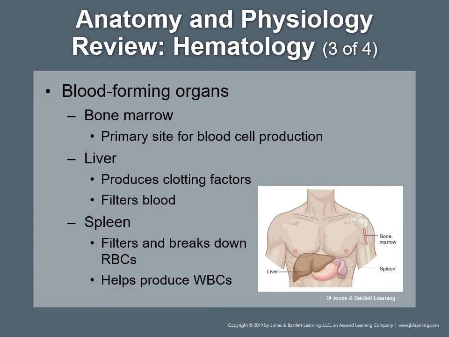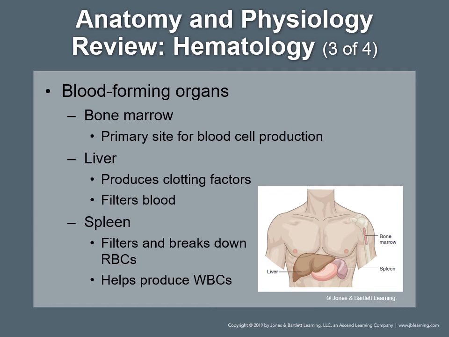Blood-forming organs and red blood cell production. Many parts of organs can alter or affect the hematologic system. The major players are bone marrow. This is the primary site for blood cell production. It is found in most long bones, the pelvis, the skull, and vertebrae.